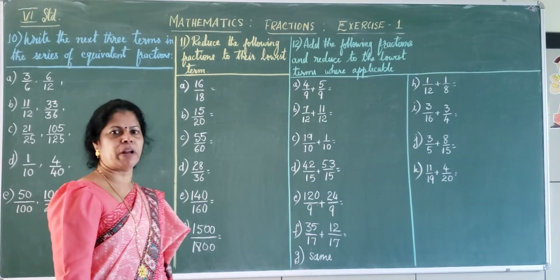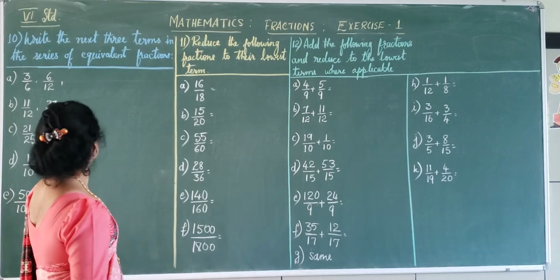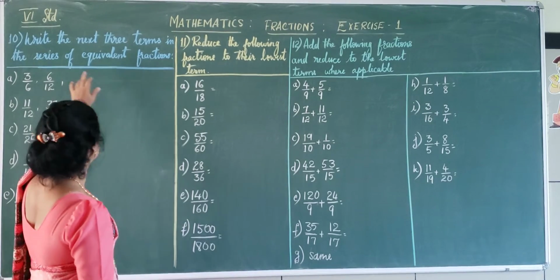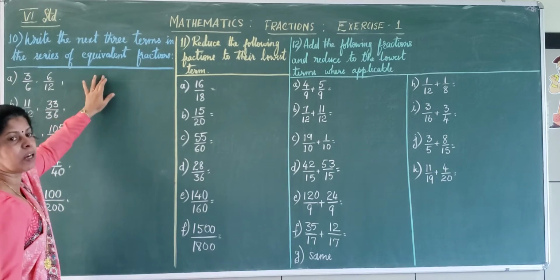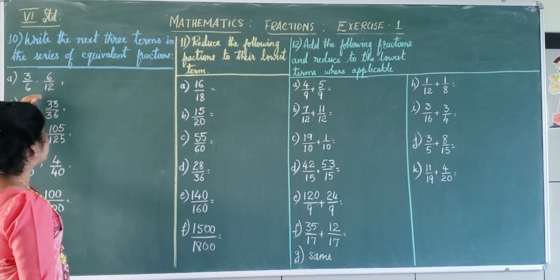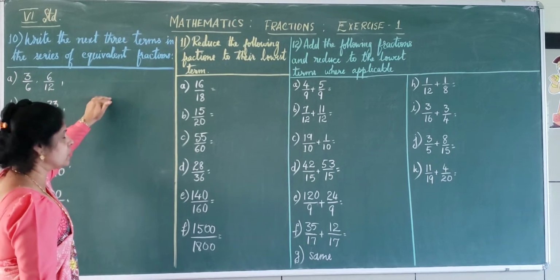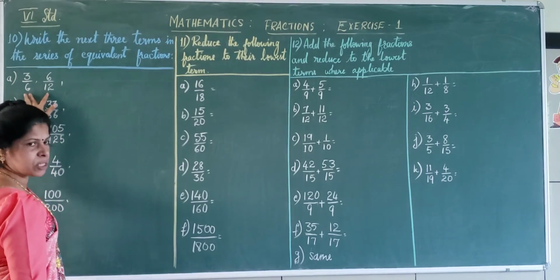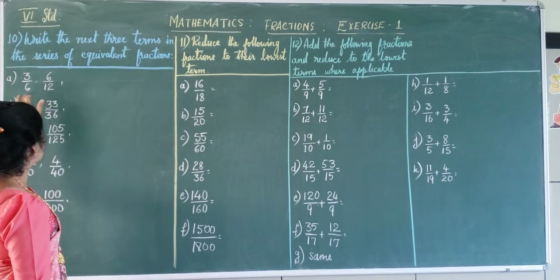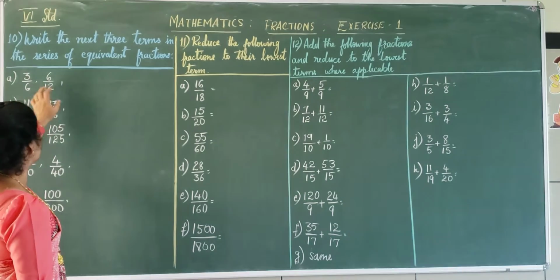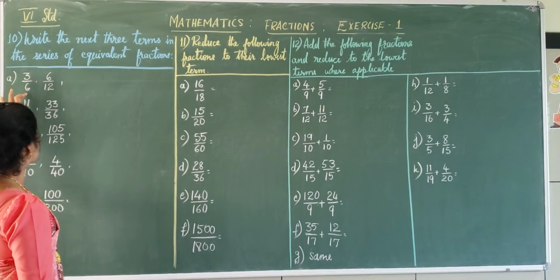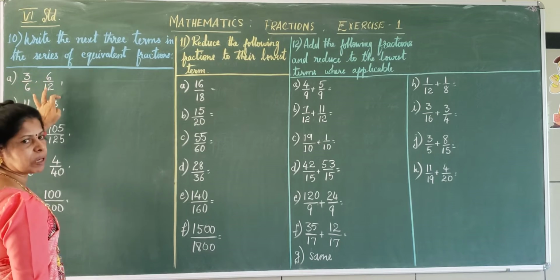Let us continue with the fractions. Let us start with the next one. Write the next three terms in the series of equivalent fractions. Series of equivalent fractions means there are two fractions given here. You have to compare these two fractions and then you will know what the difference is. See, now they have given here 3 by 6, next is 6 by 12.